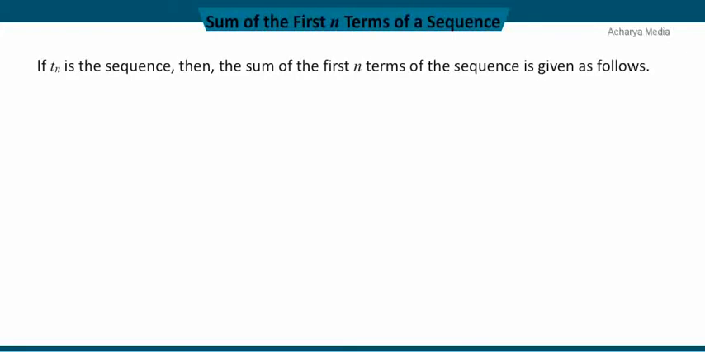If Tn is the sequence, then the sum of the first n terms of the sequence is given as follows. S1 is equal to T1, S2 is equal to T1 plus T2, S3 is equal to T1 plus T2 plus T3, and so on. Sn is equal to T1 plus T2 plus T3 plus, and so on, up to Tn.